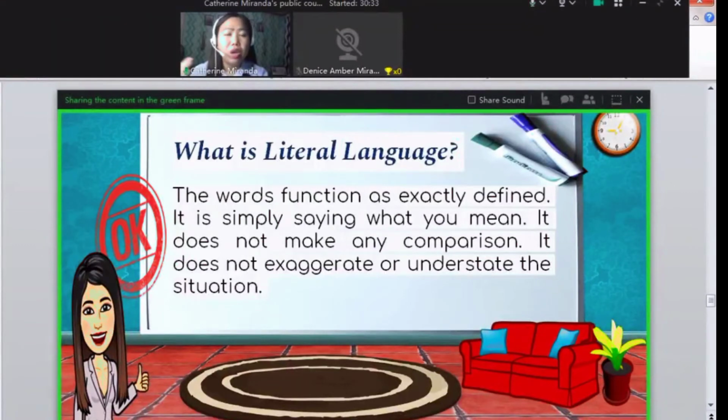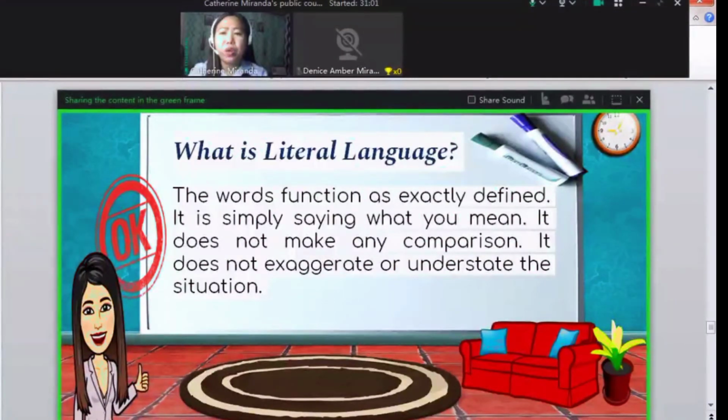No use of figures of speech, so it does not make any comparison at all, and it does not exaggerate or understate the situation. That is a literal language. Okay, now going further.